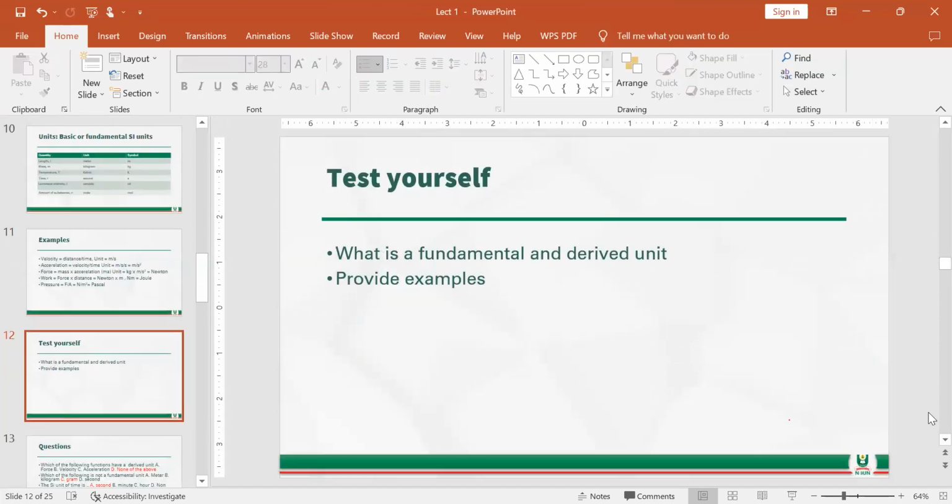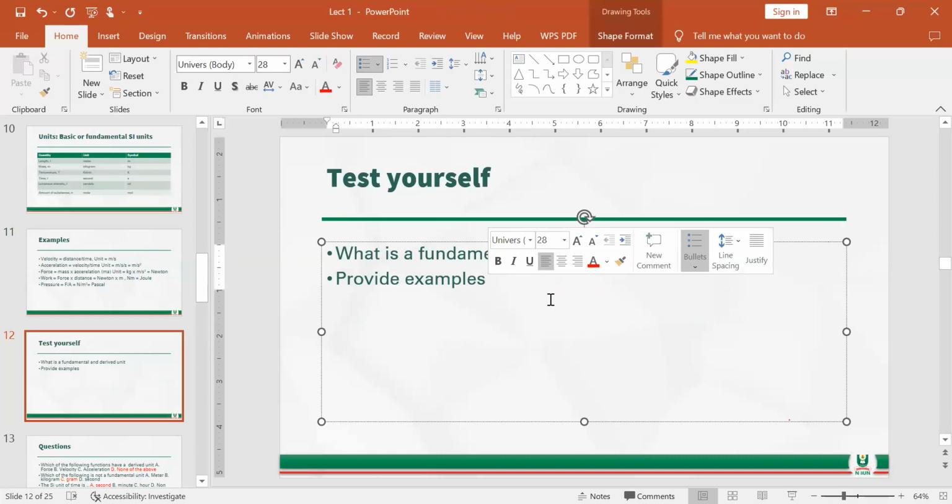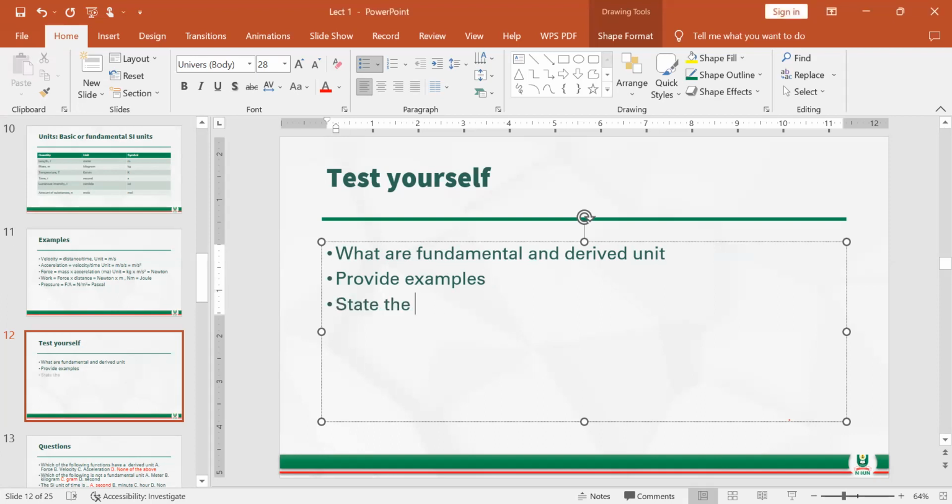What are fundamental and derived units? Provide examples. Can you test yourself? What are fundamental and derived units? Let me check some chart. Can you see what you are doing? Please, I can see. Okay. Velocity over time. All right, that's good. You are contributing. So provide examples. State the definition.